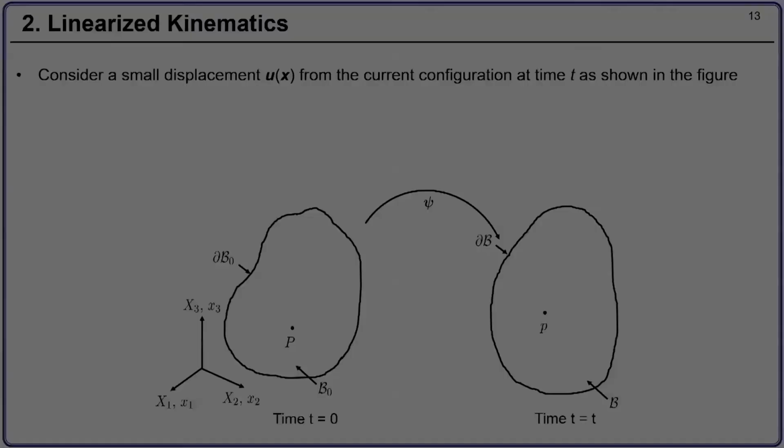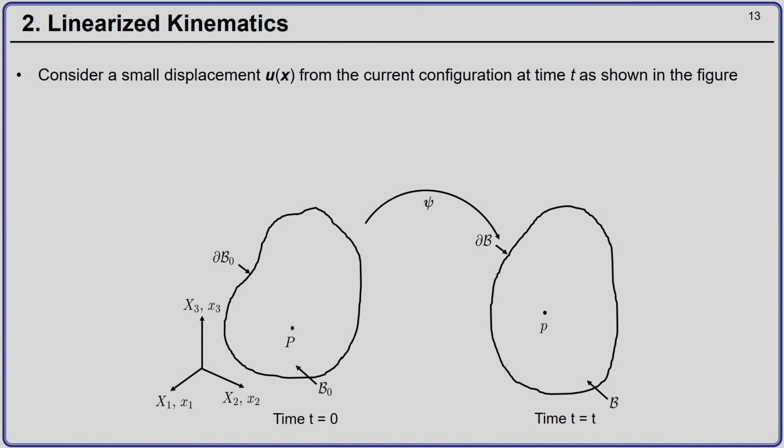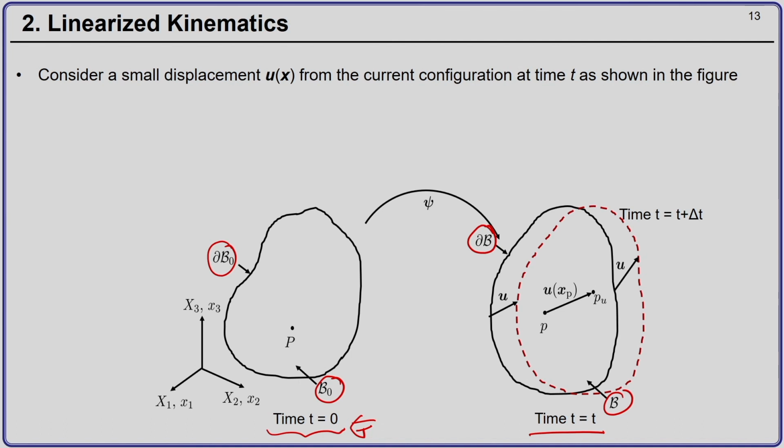Okay. So, consider again you have a body occupying the current position B0 bounded by surface del B0 at time t equal to 0. Okay. And after deformation, the body occupies position B bounded by surface del B at time t. Okay. Now, you consider a small displacement, a small change from its current position at time t. Okay. Consider displacement u from the current position at time t.